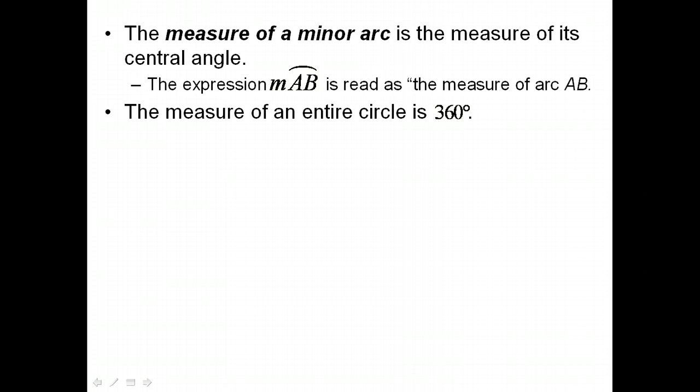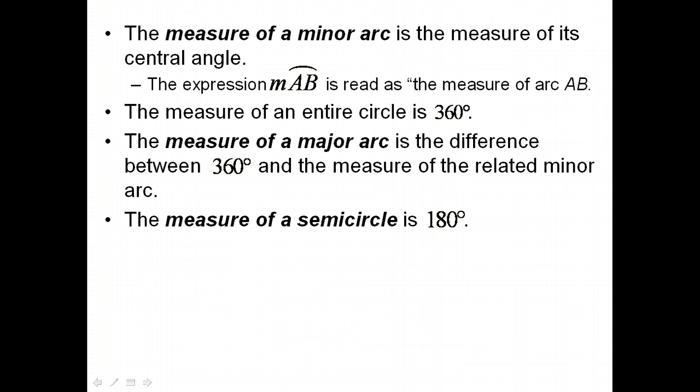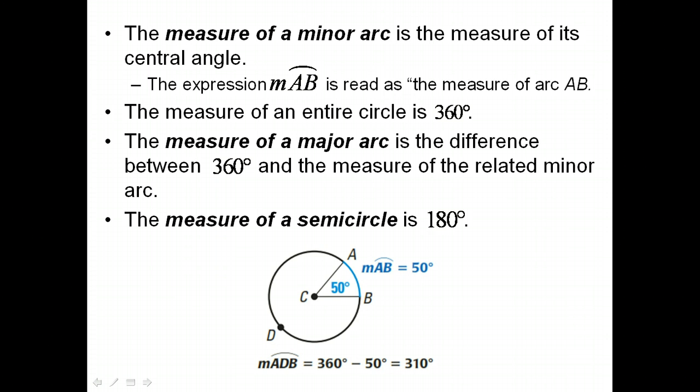The measure of an entire circle is 360 degrees. And the measure of a major arc then is the difference between 360 degrees and the measure of the related minor arc. The measure of a semicircle, since it would be half of the circle, is 180 degrees. So in this case, the measure of arc AB is 50, and the measure of arc ADB then would be 310, or 360 minus 50.